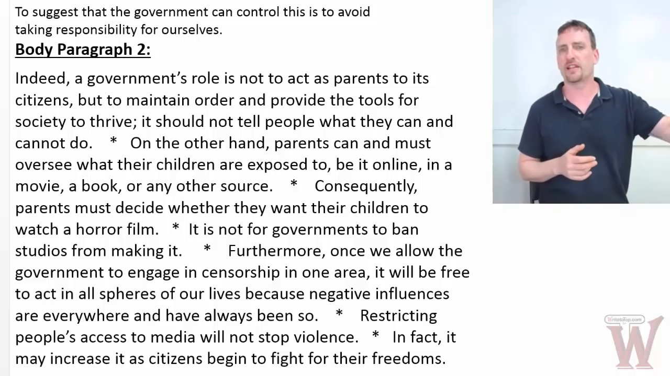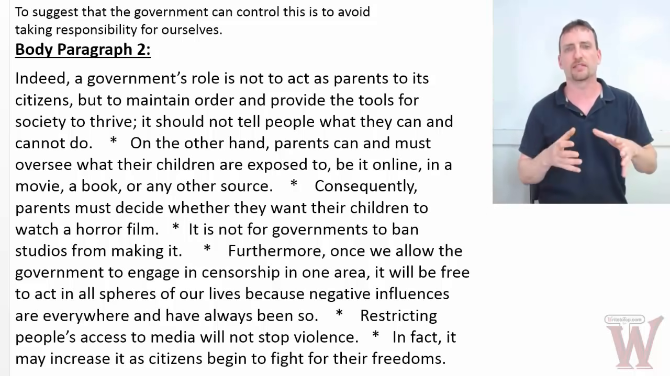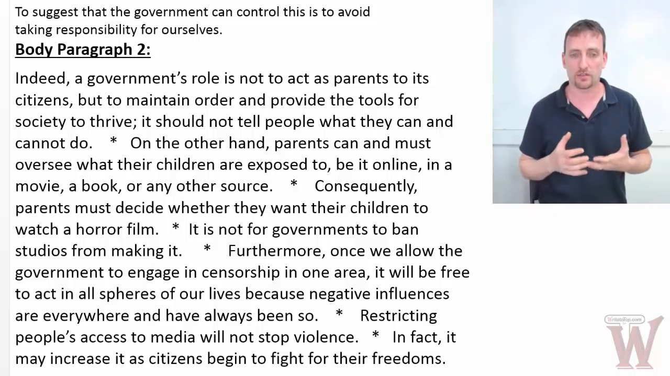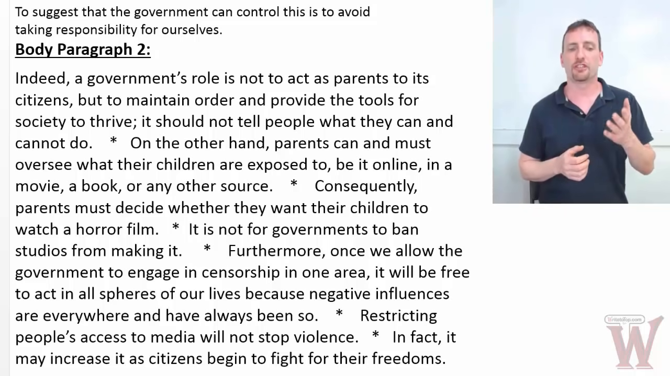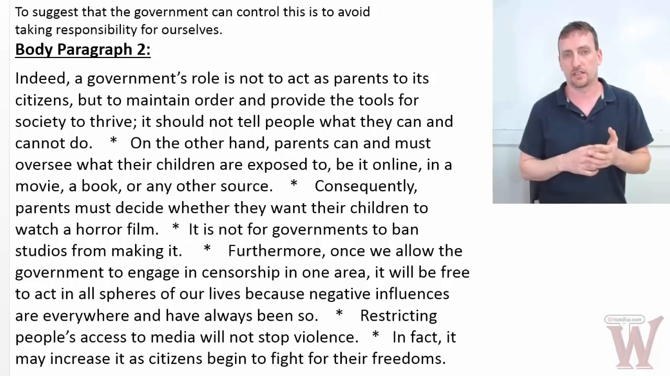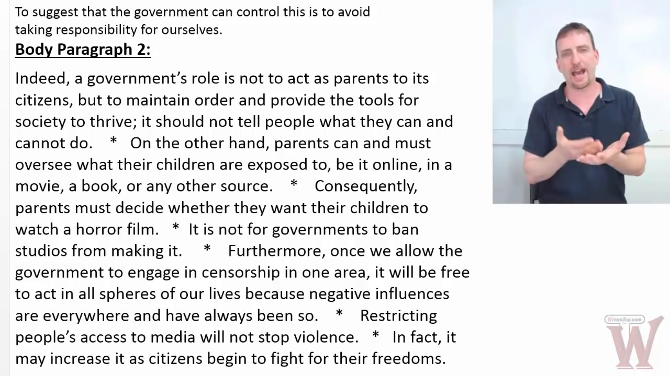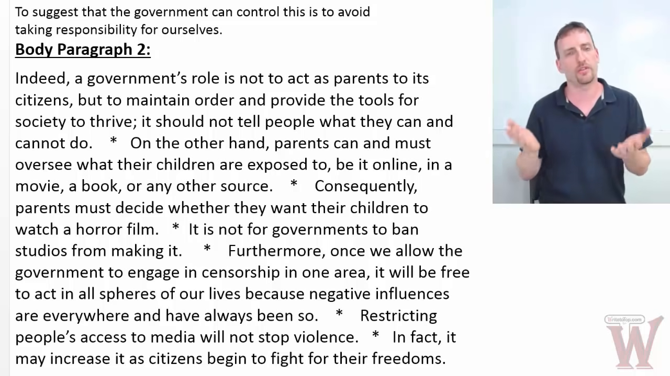They can control violence in the media, they can control violence on the streets, they can try to control everything, which we don't want to happen, okay? Restricting people's access to media will not stop violence. It's part of human nature. I didn't write that here, but we all understand. Violence will happen whether you see it on TV or whether you don't.